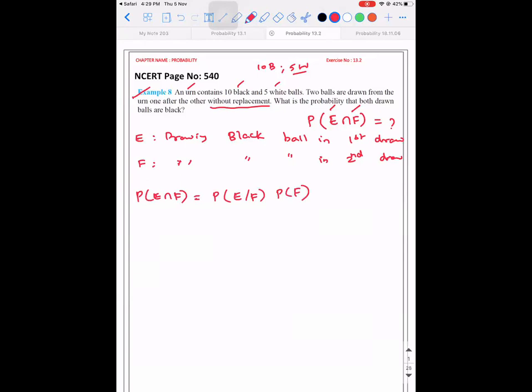So what is the probability of E given F? E given F is not possible because we are going to see the other. We will take the probability of F given E, into the probability of E. That will be easy for us. So what is the probability of E, when you're drawing the black ball in the first draw? 10 by 15. Yes.